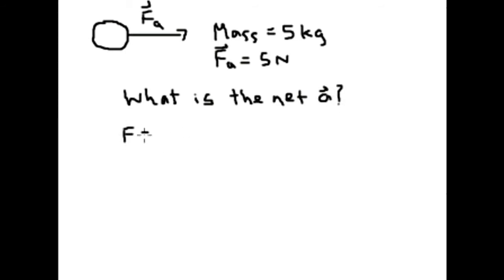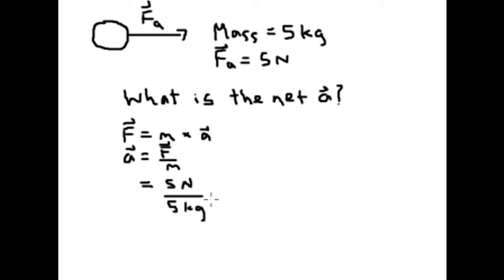From the previous slide, we know that the force acting upon an object is equal to its mass times acceleration. Rearranging to solve for acceleration, we can write acceleration equals force over mass. Finally, plugging in our values, we find that the acceleration is 1 meter per second squared. This means that the velocity of the ball increases by 1 meter per second every second, hence seconds squared.